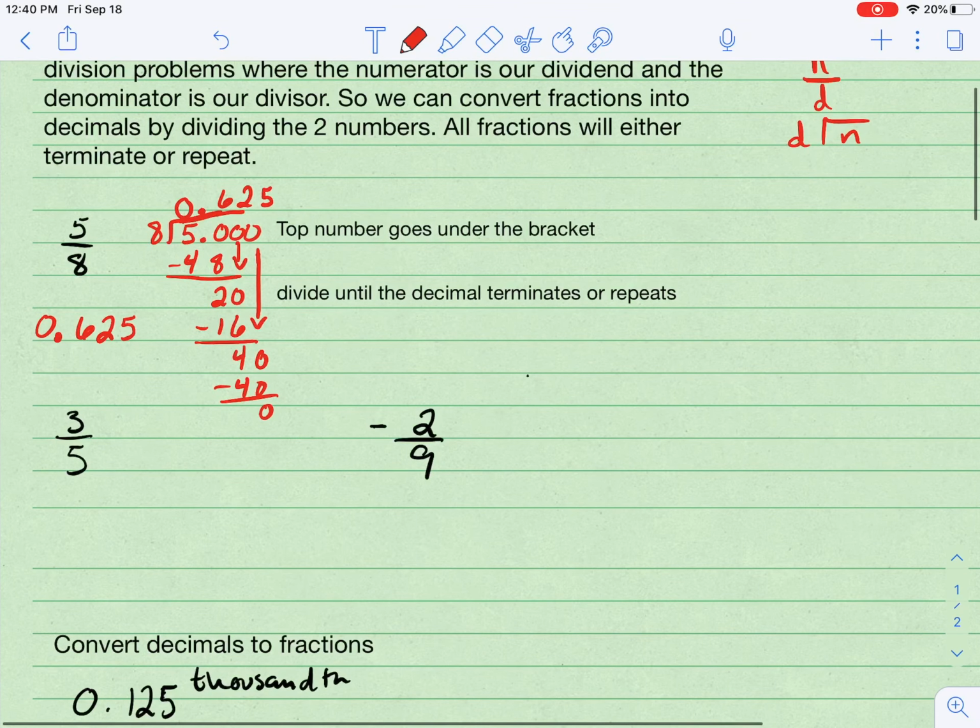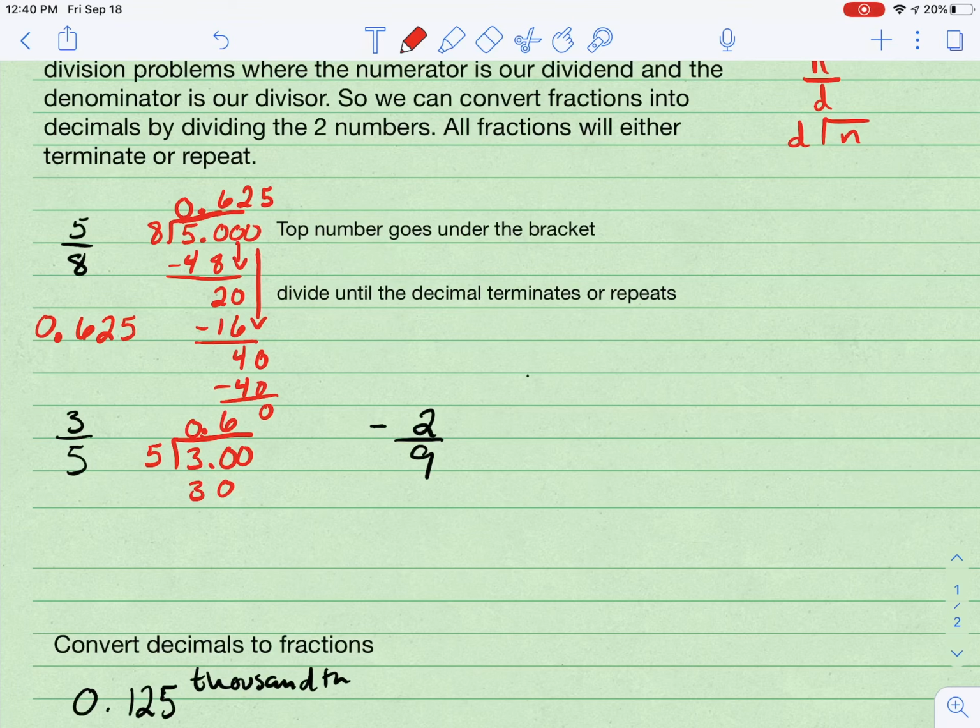Okay, so we'll do that again. Same thing with 3/5. So once again, the top number goes under the bracket. The denominator goes in front. Okay, 5 once again cannot go into 3. So that would be 0 times, but now we can go into 30. Well, 5 goes into 30 6 times. 6 times 5 is 30. We get 0. It's just 0, so this terminates at 6. So then to rewrite 3/5 as a decimal, it would just be 0.6. Okay, so these two, they terminate.